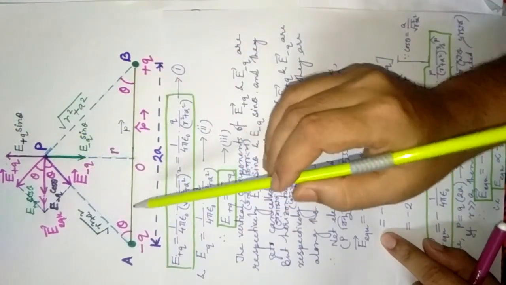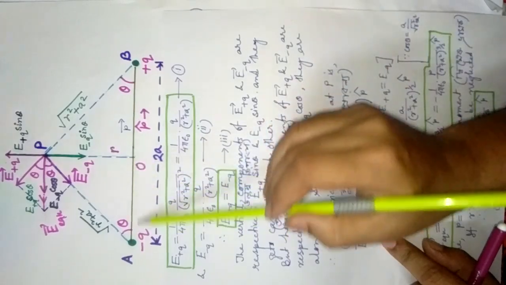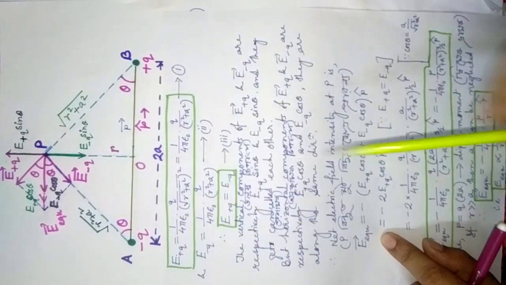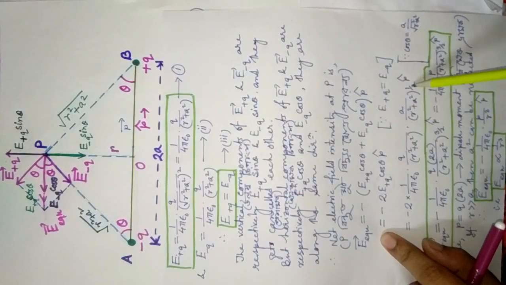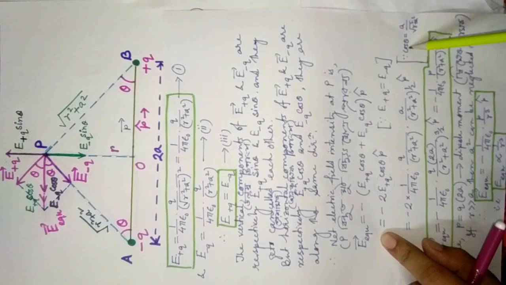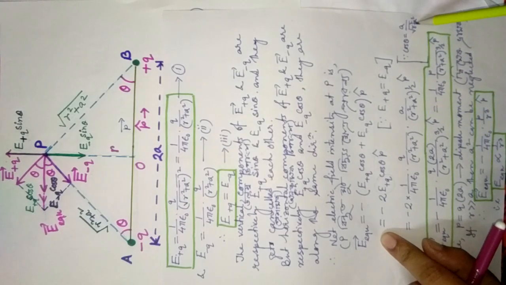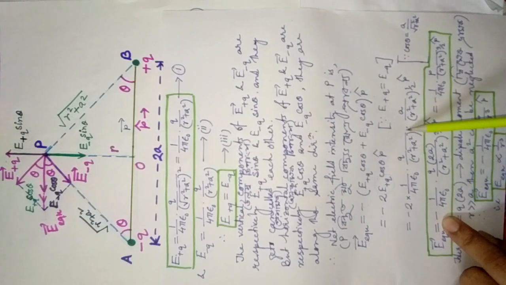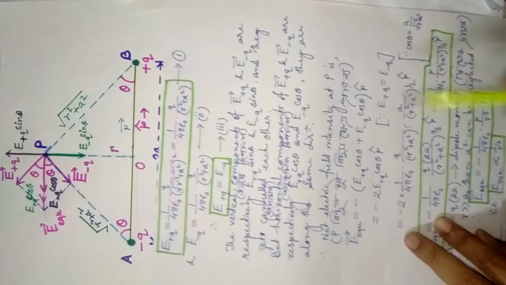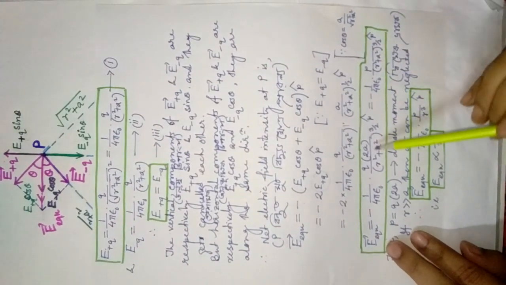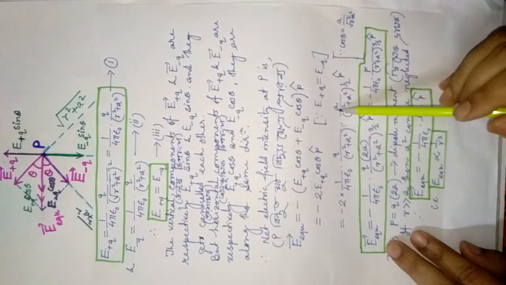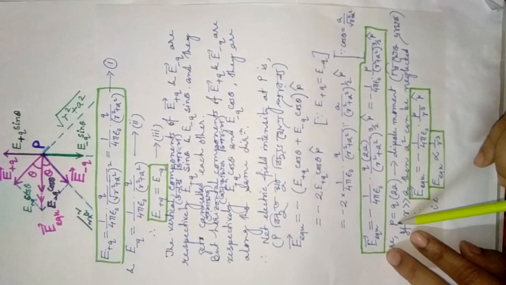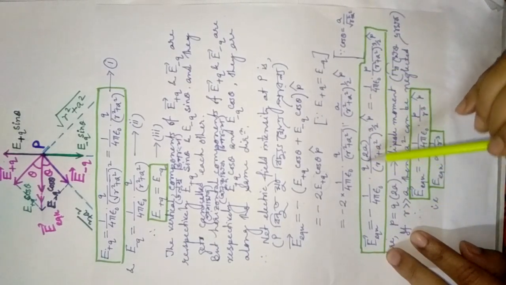Cos θ means what? Base by hypotenuse: a by root over r² plus a². You can write root as the power half, (r² + a²)^(1/2). Cos θ is equal to base by hypotenuse. And this is P cap. Now just simplify here: 1 plus half means 3 by 2. Now see, q and this 2 here, twice a, it will become q into 2a. Q into twice a means the dipole moment, already you have got the idea. That's why instead of q into twice a, you can write P.